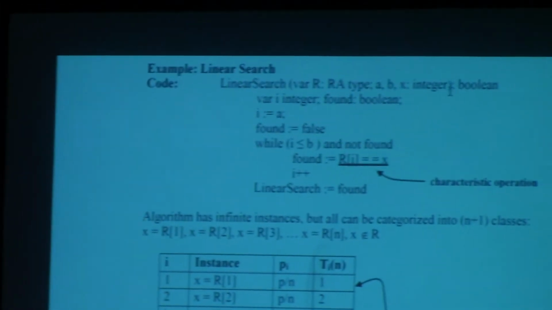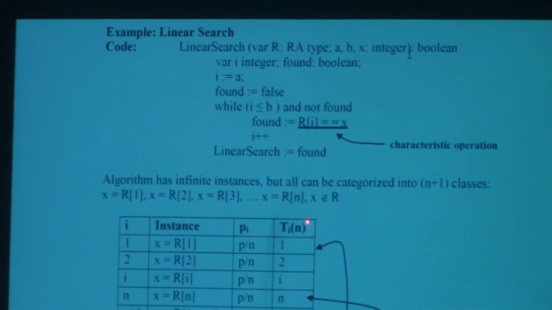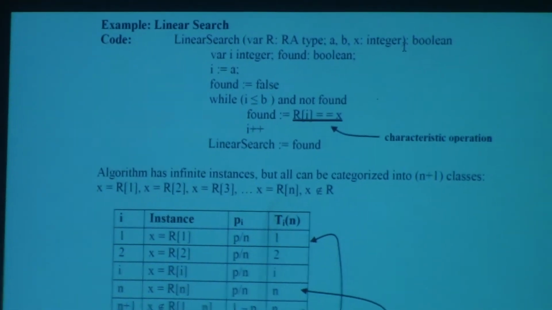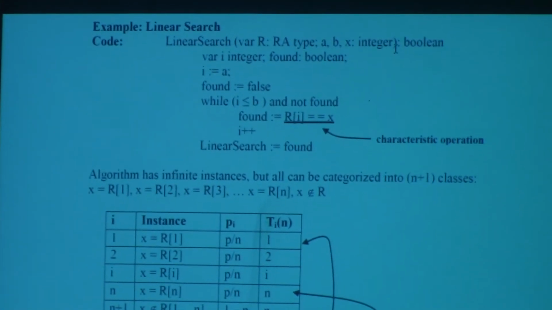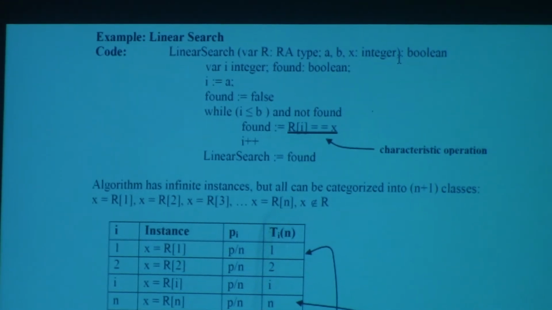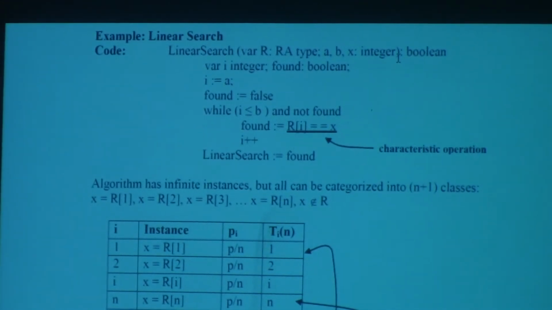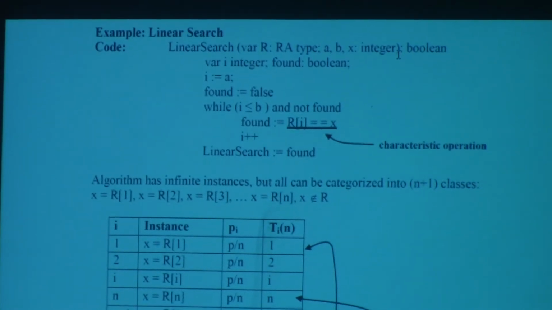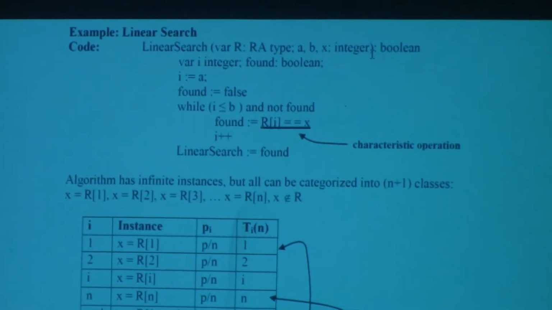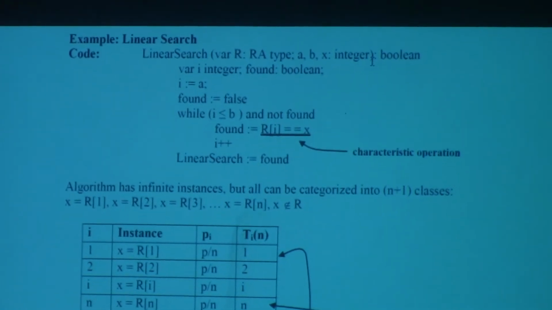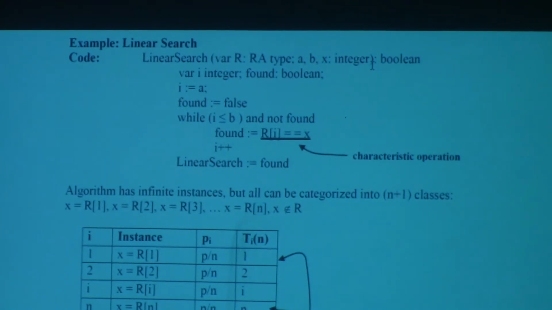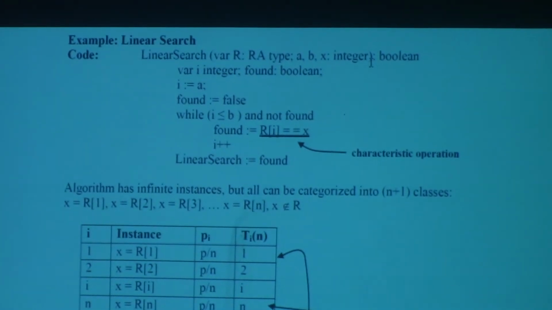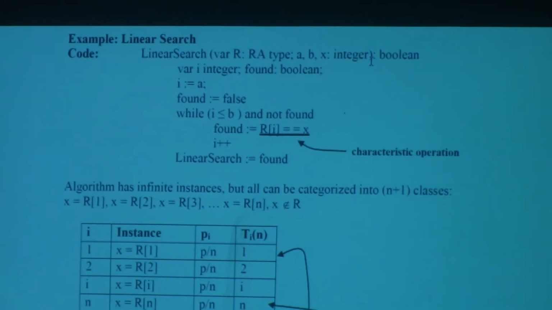So, this is the algorithm that I just explained. What we're going to do is look at the probability. We're going to say the data is completely randomly organized, and the probability of finding the element is equally likely anywhere. So if I have n elements in the array, and I'm going to find the element, then the probability is 1 over n, each location. 1 over n, 1 over n, 1 over n. What happens when you add up 1 over n, n times?